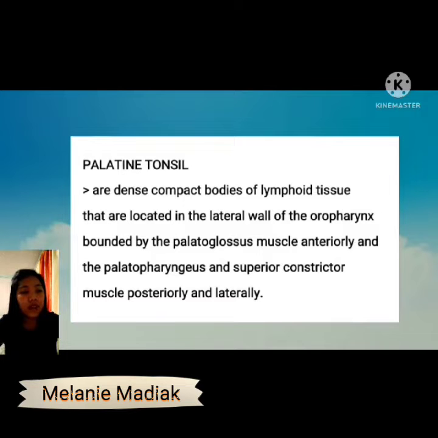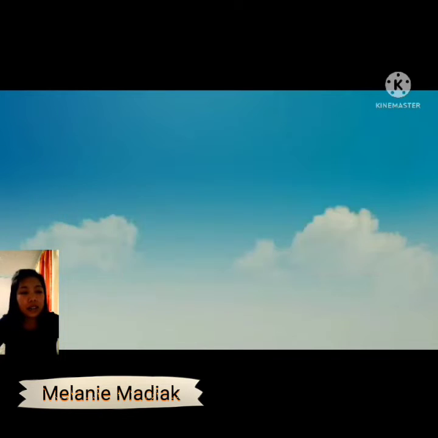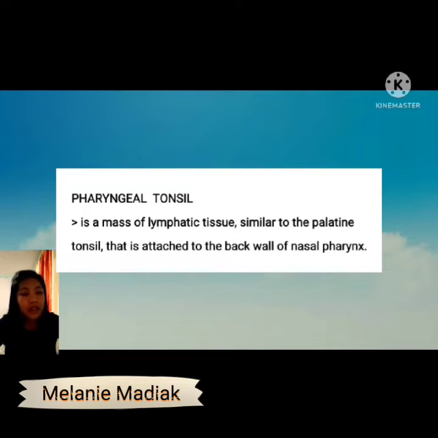of the oropharynx, bounded by the palatoglossus muscle anteriorly and the palatopharyngeus and superior constrictor muscle posteriorly and laterally. Pharyngeal tonsil. The pharyngeal tonsil is a mass of lymphatic tissue similar to the palatine tonsil that is attached to the back wall of the nasopharynx. An individual fold of such nasopharyngeal lymphatic tissue.